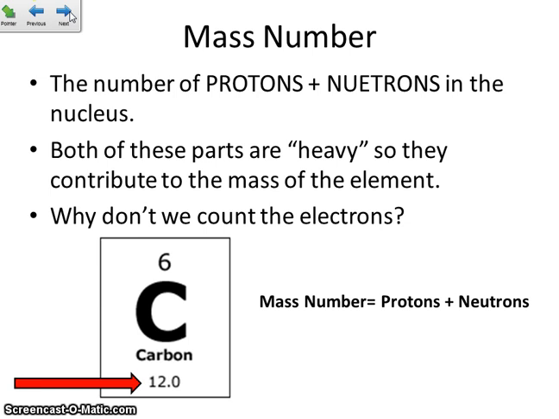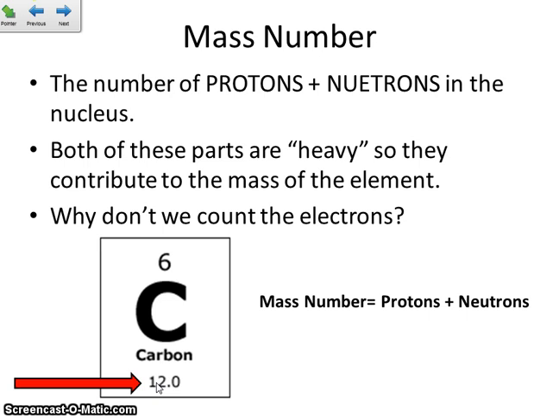Another thing that the periodic table is going to tell us about our atom is the mass number. This is found on the bottom of each box for an element. You should label this in your notes as well. Now the mass number tells us how heavy an atom is. What is the mass of that atom?